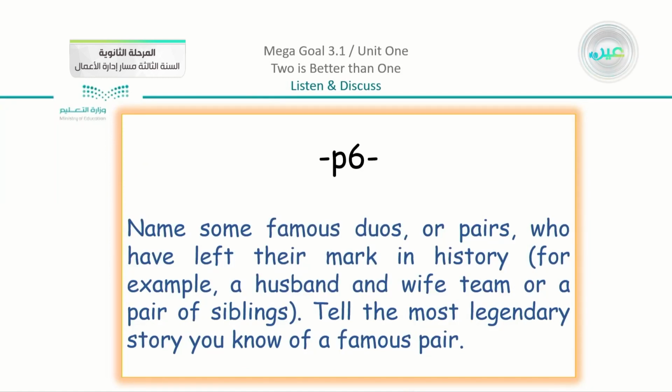Now, you have in your book, Unit 1, page number 6. We have a short introduction here. We have the first thing to mention: name some famous duos or pairs who have left their mark in history. For example, a husband and wife team, or a pair of siblings, for example, brother and brother, brother and sister, cousins.